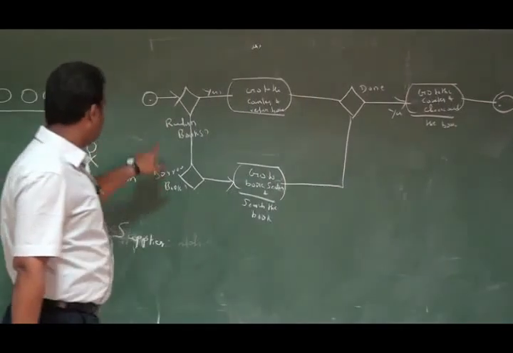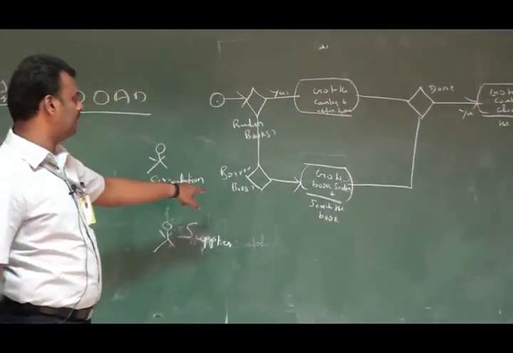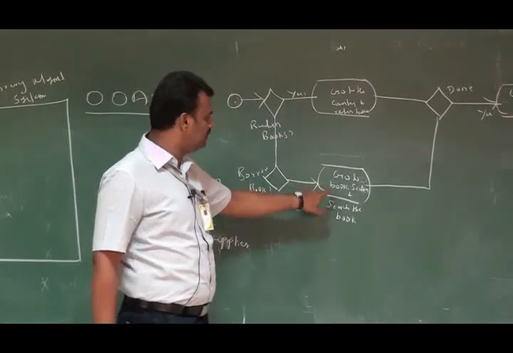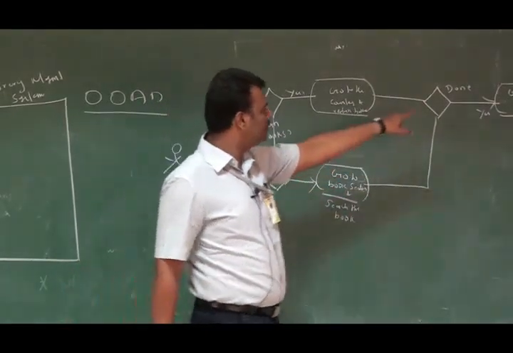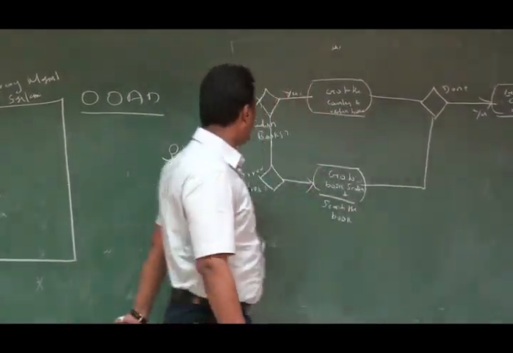The next activity: suppose the member is going to borrow books from the library. You go to the book section and search the book. Finally, go to the counter and check out the book. This is the activity diagram.